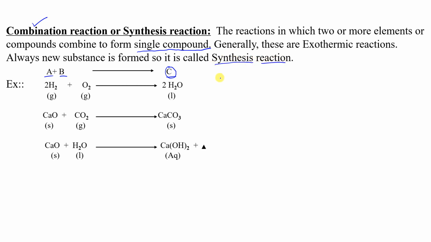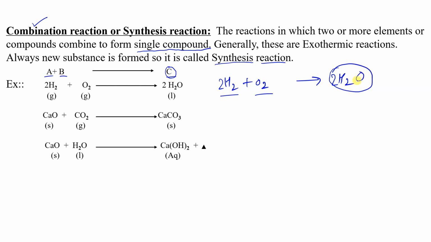Let's see the example. When H2 combines with O2, we get H2O. In fact, two molecules of H2 combine with one molecule of O2, and we get 2H2O. So hydrogen and oxygen combine and form the H2O molecule. Two elements are combined to form one compound. That is called a combination reaction. Generally these are exothermic. Sometimes they may be endothermic, but generally exothermic, because it releases heat.